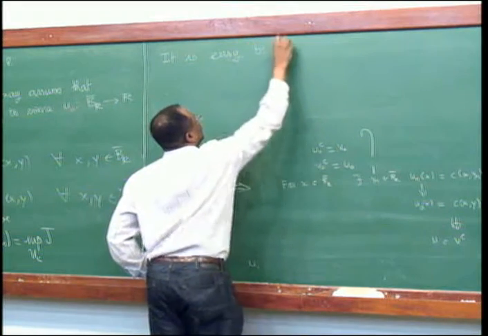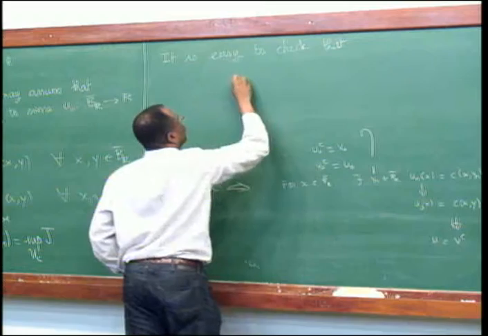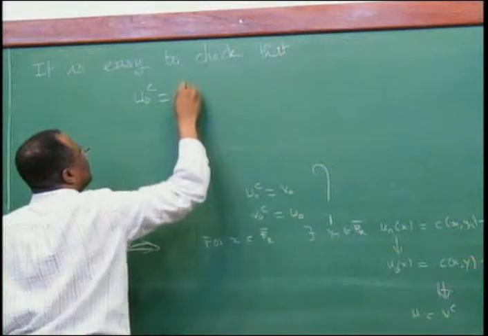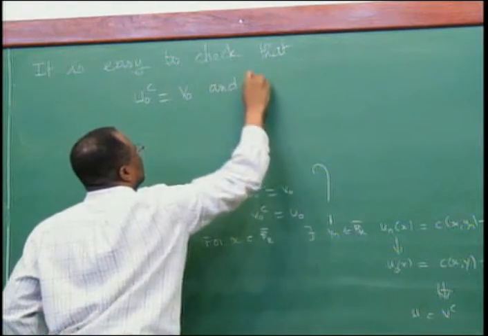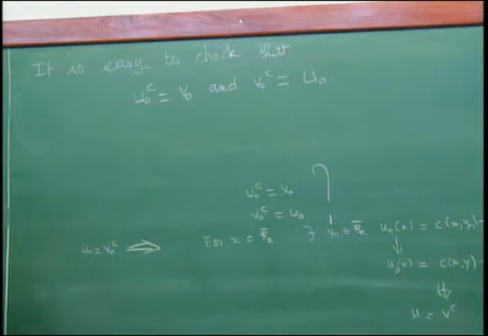So it is easy to check that U naught^c is V naught and V naught^c is U naught. And that concludes the proof of that theorem.